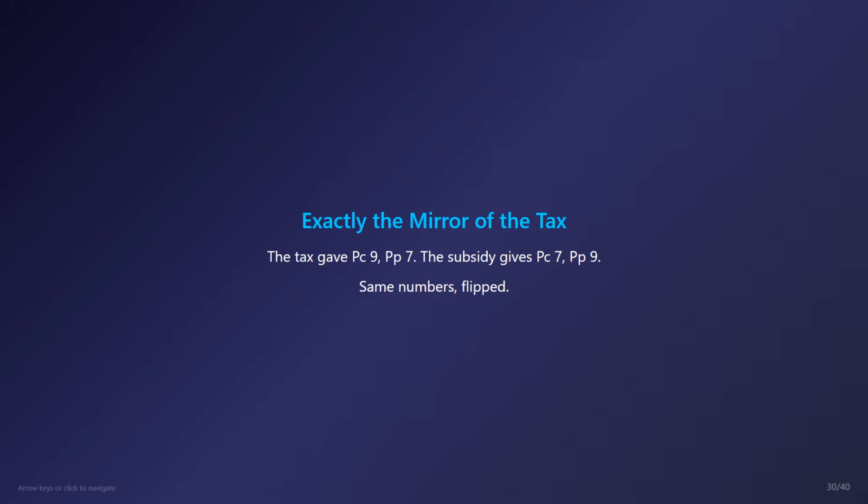And see how it perfectly mirrors the tax. The tax gave a consumer price of 9 and a producer price of 7. The subsidy gives a consumer price of 7 and a producer price of 9. The very same numbers, simply flipped around.